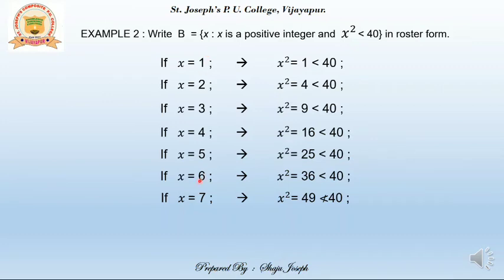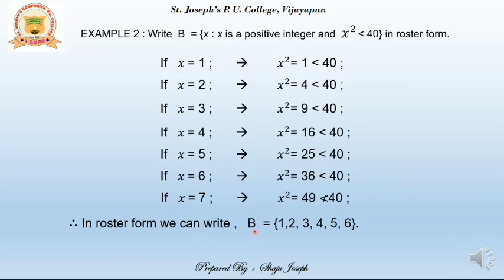So, B will be written as, in roster form, B is the set of 1, 2, 3, 4, 5, 6. All the other numbers other than these are surely to give you squares which are greater than 40. So I hope it's clear that we can convert the set builder form into roster form.